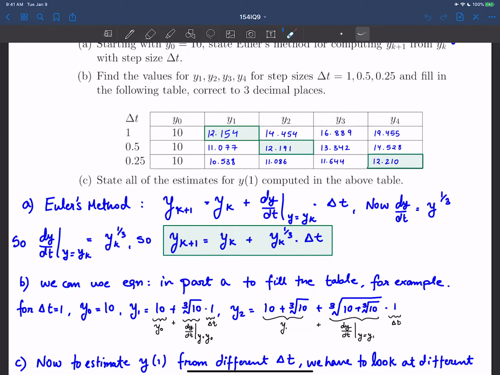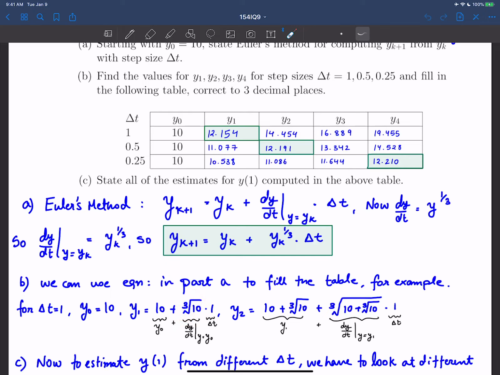For the first part, when we have an equation in this case, right? In part A, to fill the table, for example, when you're looking for delta t equals 1, so delta t equals 1 in that row, because the initial value is 10, so y0 is 10, and then y1, depending upon this formula, y1 is just going to be y0 plus y0 cube root times delta t, right? So here I just plugged it in. So you have a 10 and then times a cube root of 10 times 1, because that's the initial y value that you began with.